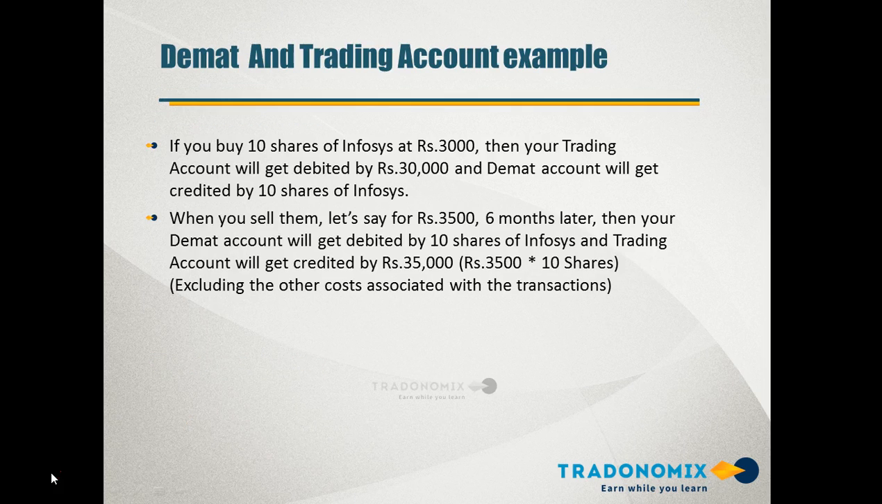Let's see it in numbers. When you buy 10 shares of Infosys at say 3,000 rupees, your trading account gets debited for 30,000 rupees. Your demat account gets credited for 10 shares of Infosys. Likewise, when you sell it, say you sold it for 3,500 six months later, your demat account is debited for those 10 shares of Infosys, and your trading account gets credited with the value of 35,000.